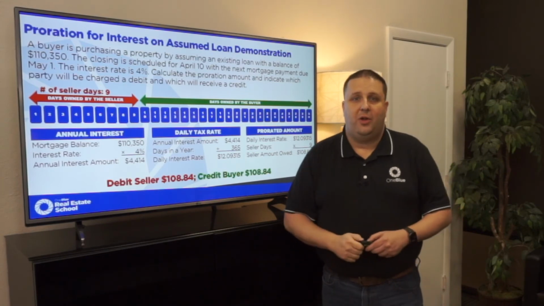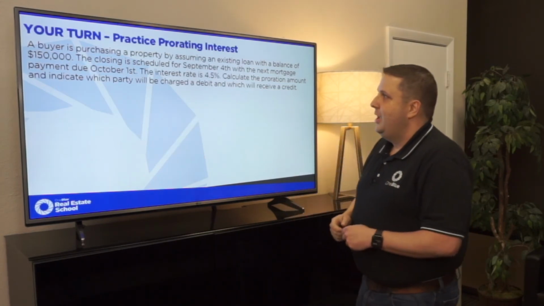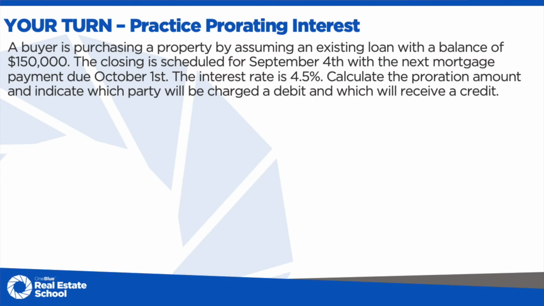Are you ready to try one on your own? How about it? A buyer is purchasing a property by assuming an existing loan with a balance of $150,000. The closing is scheduled for September 4th with the next mortgage payment due October 1st. The interest rate is 4.5%. Calculate the proration amount and indicate which party will be charged a debit and which will receive a credit. Go ahead and hit pause, do your math, and then when you've solved the question and you're ready to see the answer, hit play again.